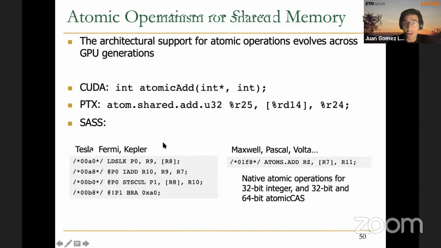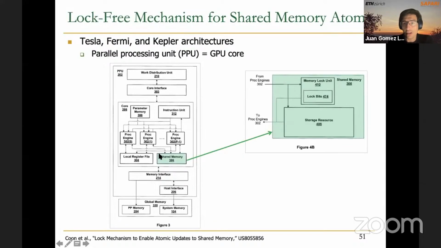These processing engines are kind of GPU cores, and they have access to the shared memory, as you can see. So if we take a closer look at the shared memory in this picture, we identify the storage resource, which is the memory array itself, but also we identify this memory lock unit. And this memory lock unit contains some lock bits.